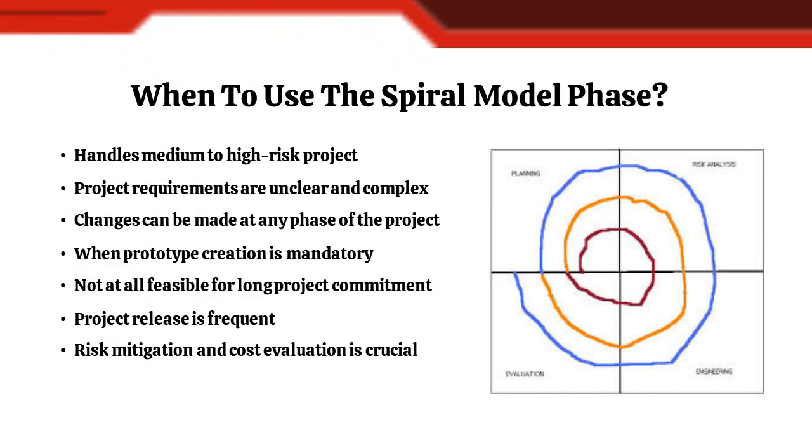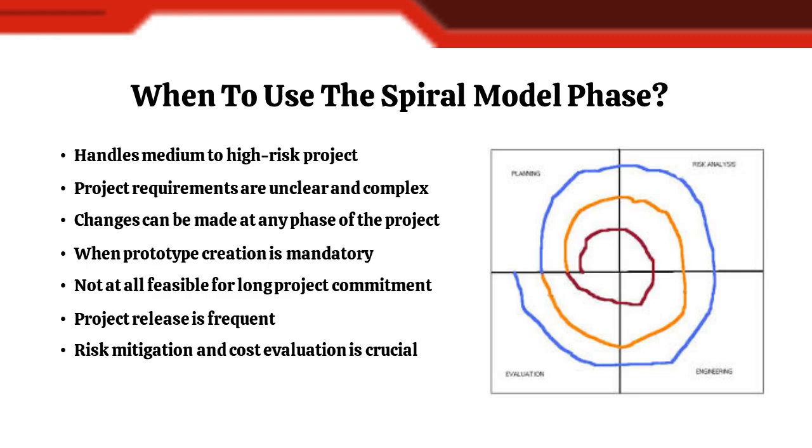The spiral model is not for every project. It's best suited for situations where risk is high and flexibility is needed. It works well for medium to high risk projects where risk analysis is crucial. When project requirements are unclear or complex, the spiral model helps because it allows you to refine them at every cycle. You can make changes at any phase of development, unlike in rigid models such as waterfall.